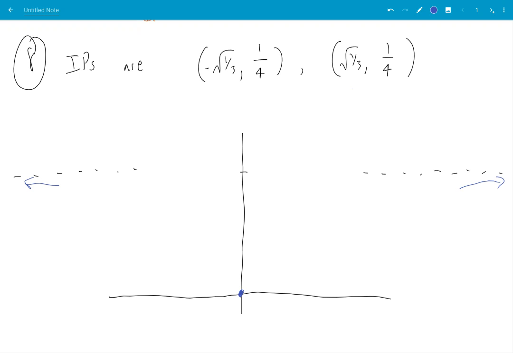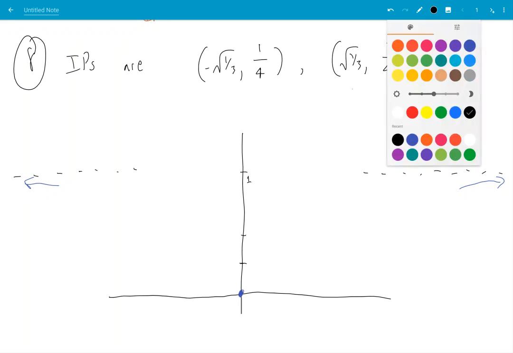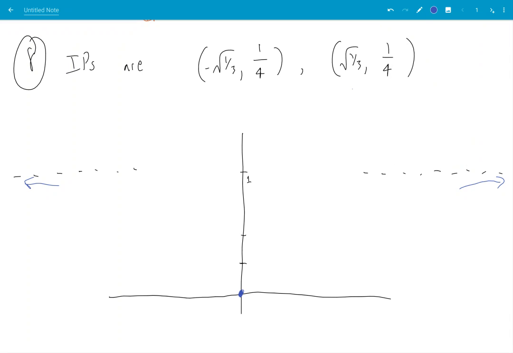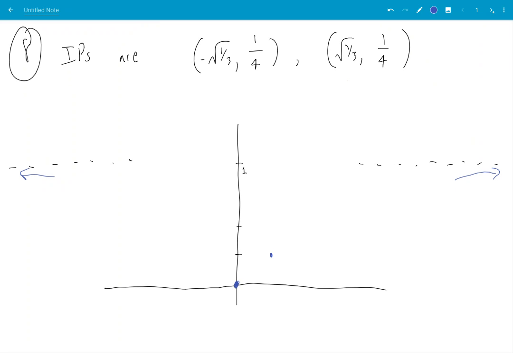Now, a quarter. Where is a quarter? So if this is 1 here, then that's a half. That's a quarter. Root of third, who cares? We'll just say it's like here. And then it's got its mirror image over here. So these are my 2 inflection points.